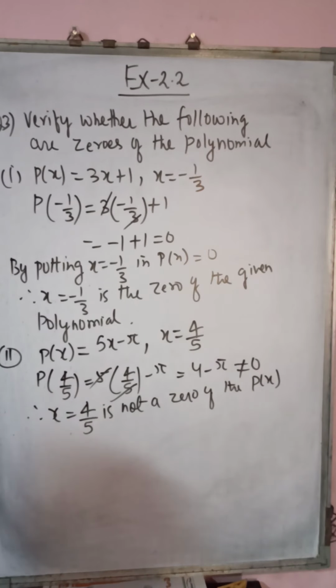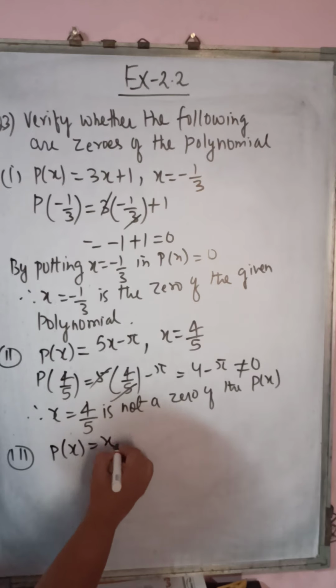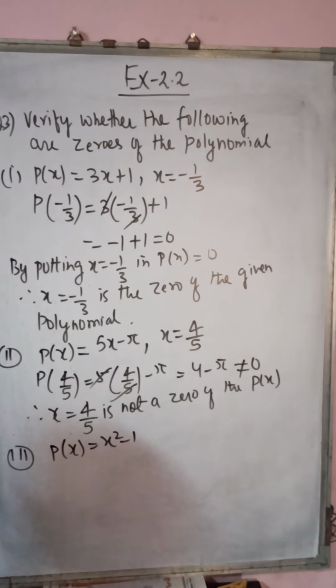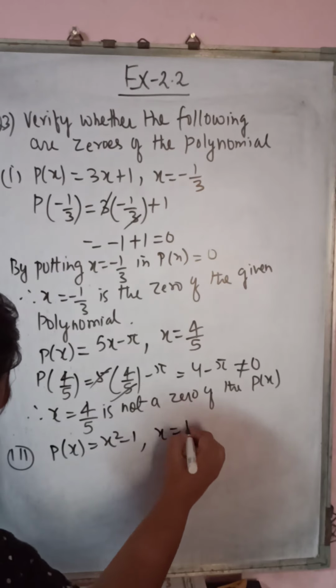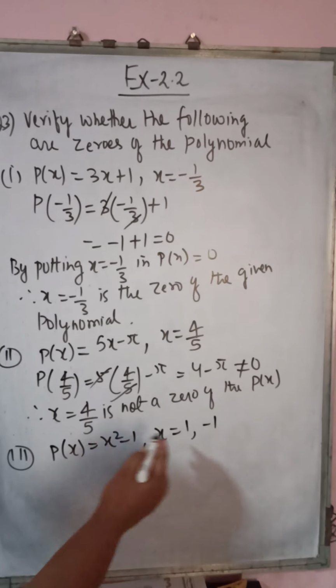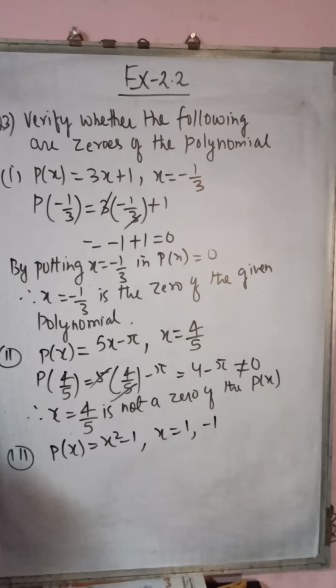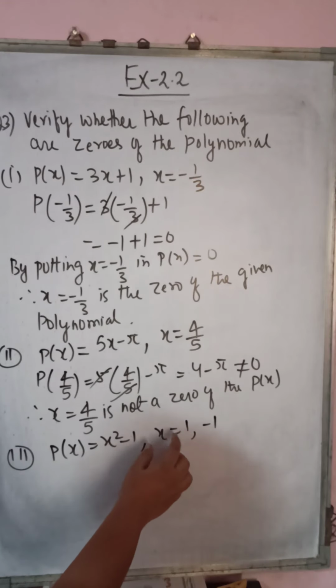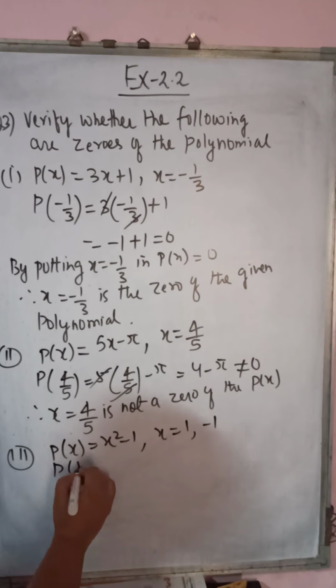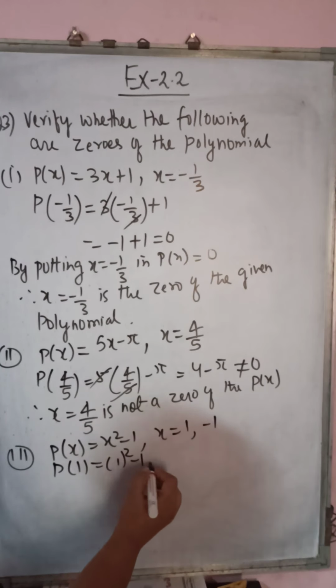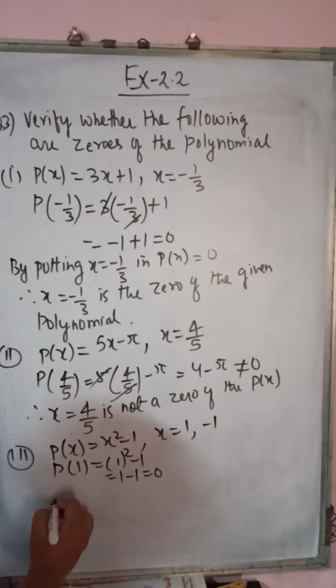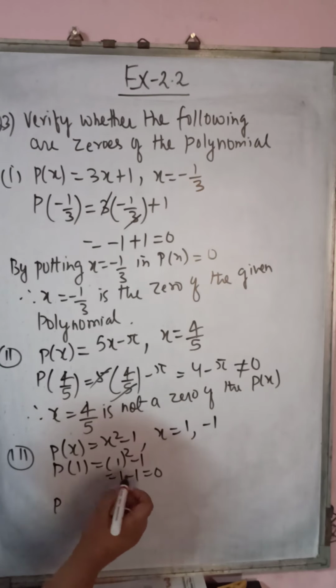Okay, so like that only we have to do. Suppose the third question is P of x is equal to x square minus 1. This is the polynomial and the values of x are 1 and minus 1. There are two values of x given. So what you are going to do is substitute the value. First you will put x is equal to plus 1. So we will see what we are getting. 1 square minus 1. 1 minus 1, 0. This is one answer we got. You got 0. That means x is equal to 1 is the zero of the given polynomial.